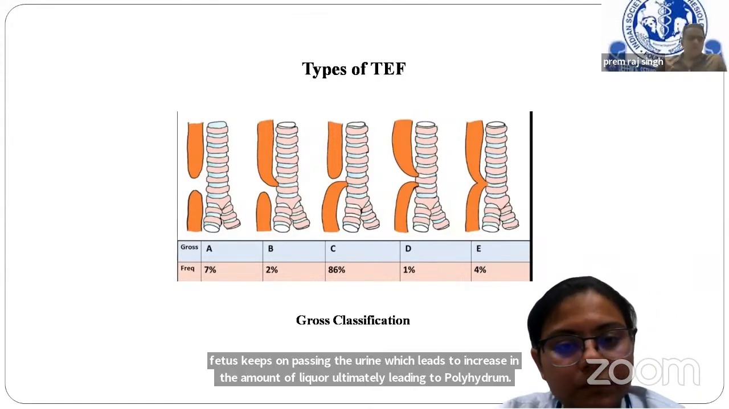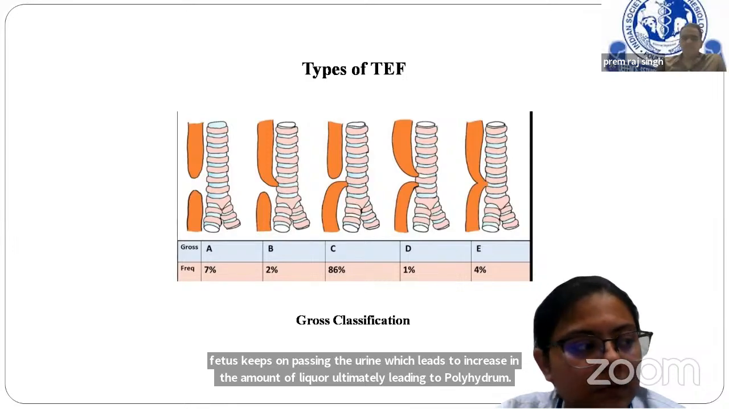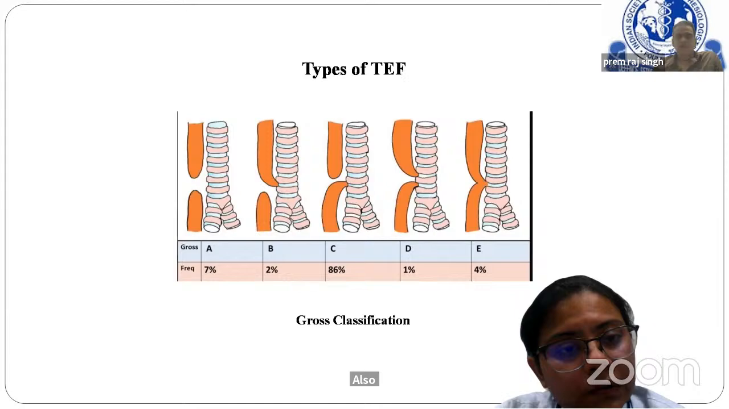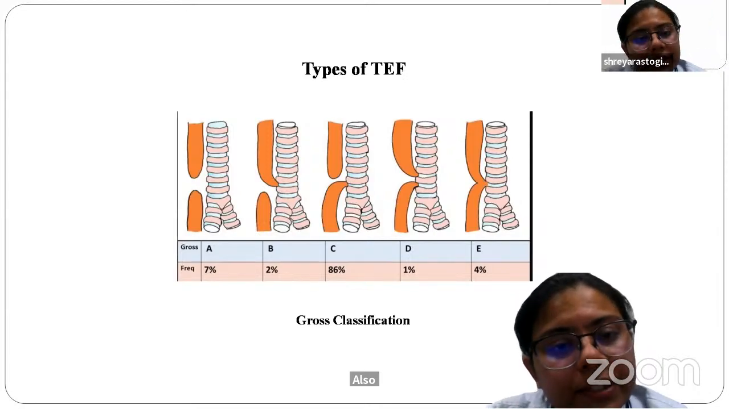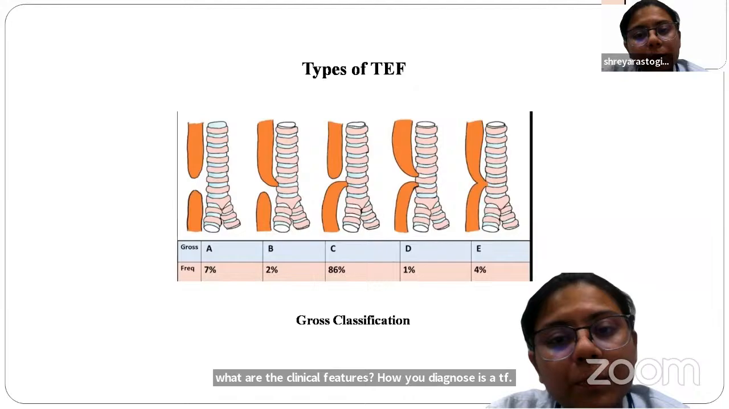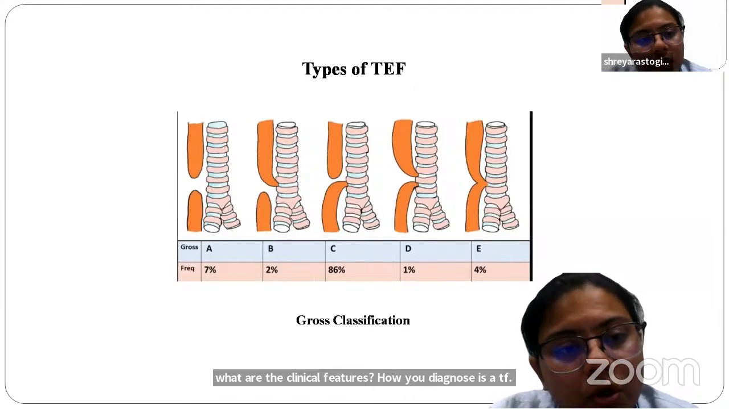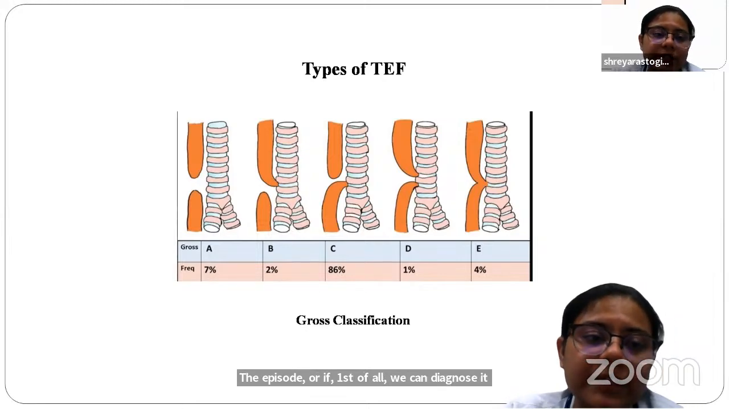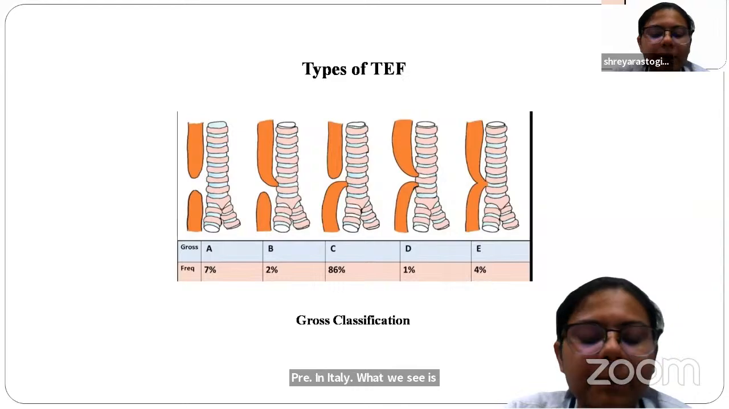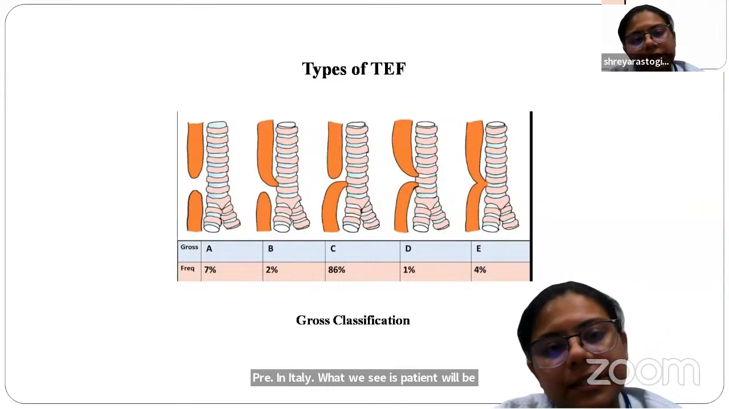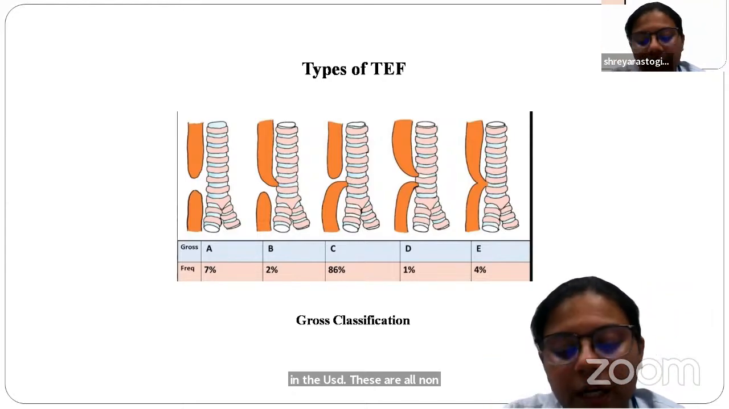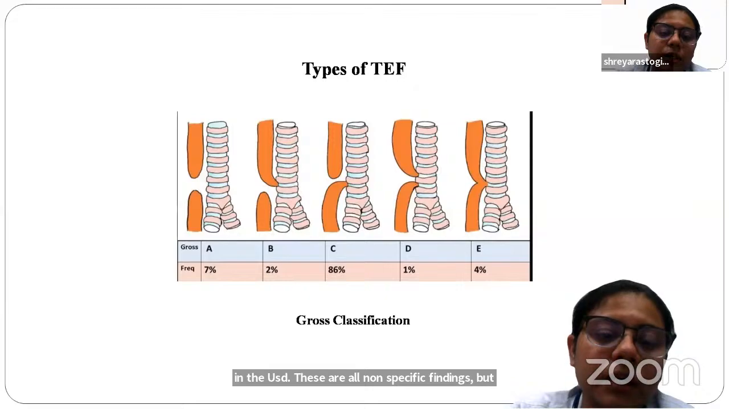Okay. Also, if these patients come for the PSC, what are the clinical features? How you diagnose this is a TF? So clinical features involve copious amount of secretions. First of all we can diagnose it prenatally also, sir. Prenatally, what we see is patient will be polyhydramniotic, plus there will be an absence of fundic bubble seen in the USG. These are all non-specific findings, but can cause a doubt that child might have tracheoesophageal fistula.